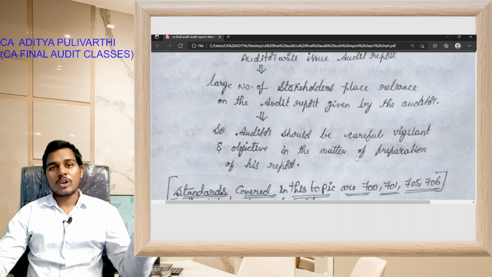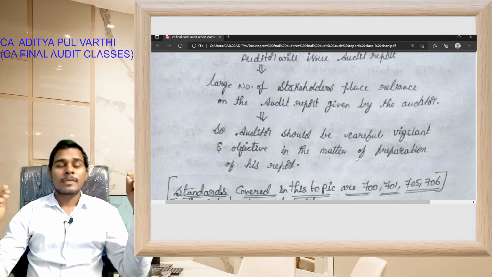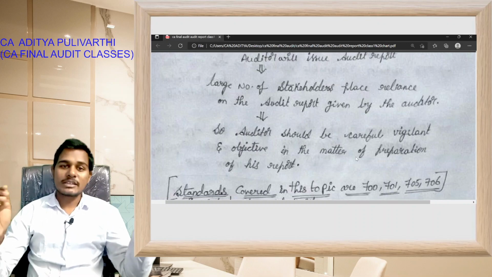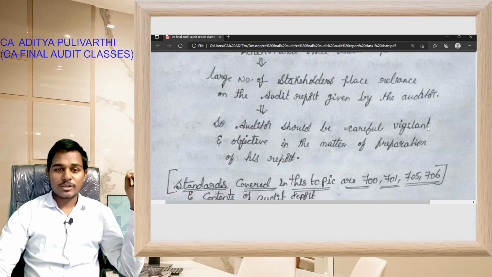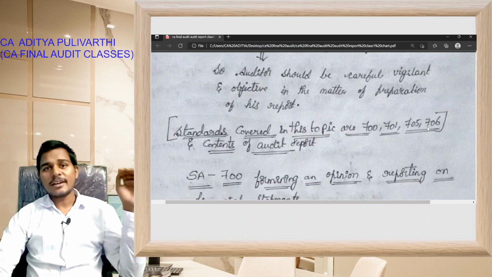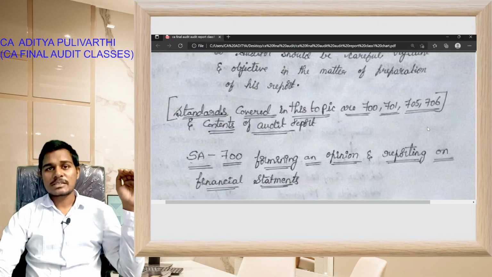When the auditor has entered into the audit and concluded the audit, the auditor will issue the audit report. After the audit report is issued, it will have a greater impact because the users of the financial statements will see the audit report and invest in the company. So the auditor should be careful, vigilant and objective. It is the introduction relating to the audit report. Next, the standards covered in this topic are SA 700, 701, 705, 706 and the contents of audit reports.